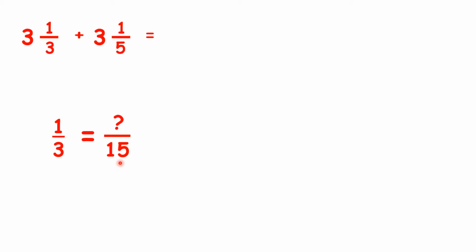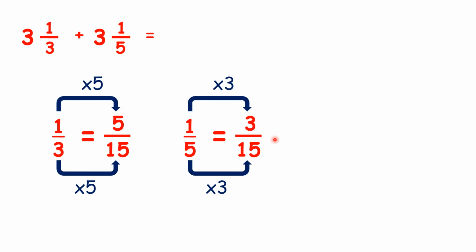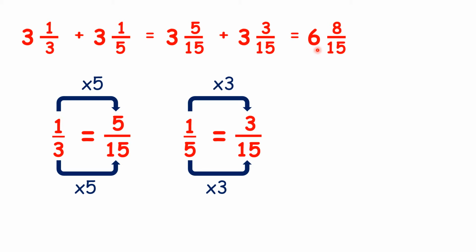Well, 15 is in both the 3 and 5 times table, so 1/3 is the same as 5/15, and 1/5 is the same as 3/15. So now we can rewrite our question. 3 and 1/3 is the same as 3 and 5/15, and 3 and 1/5 is the same as 3 and 3/15. So now we add up our whole numbers, add up our fractions, and we have our answer.